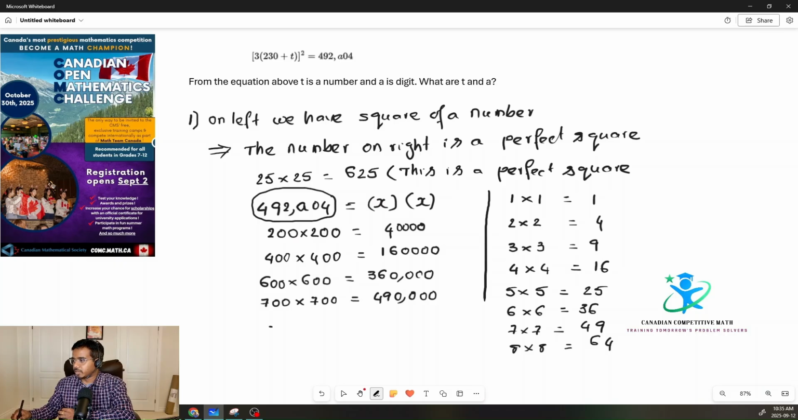So the square root of the number we are looking for starts with 7. We don't know the middle digit. I'll put it as x, and it can be 7x2 or 7x8. There are two numbers possible, right? So we need to figure out what this x is.